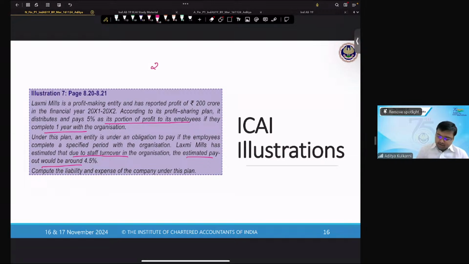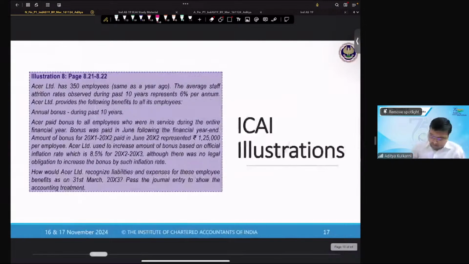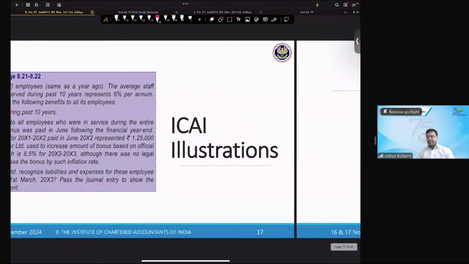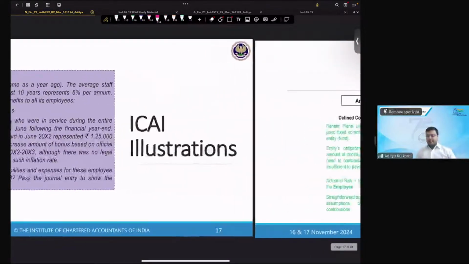So what is it? Very simple. 200 into 4.5%. So that comes to 9 crores. Sir, why will we not take 5%? 5% is total. But considering people who are leaving, who will not be entitled, it should be taken as 4.5%. So that is 9 crores. Have you understood this? Yes, sir. Very simple.